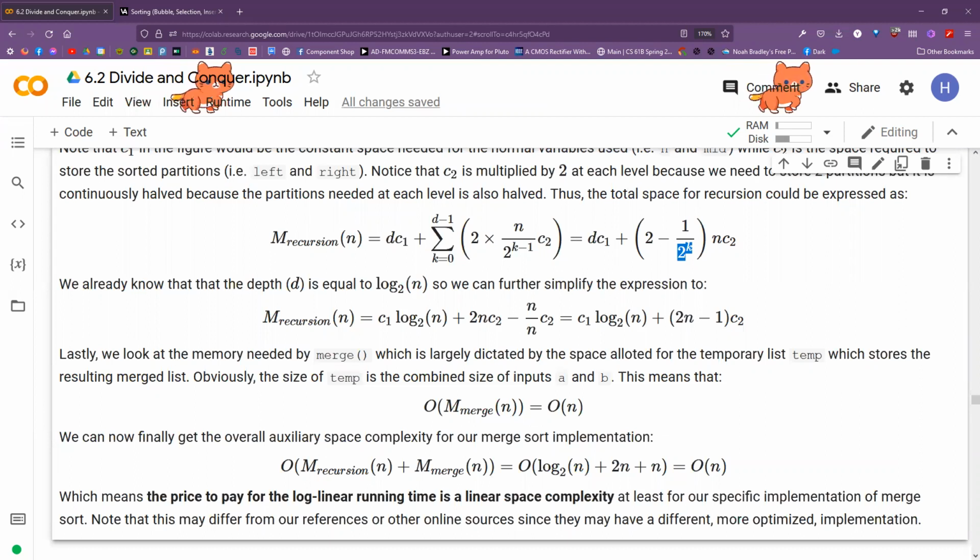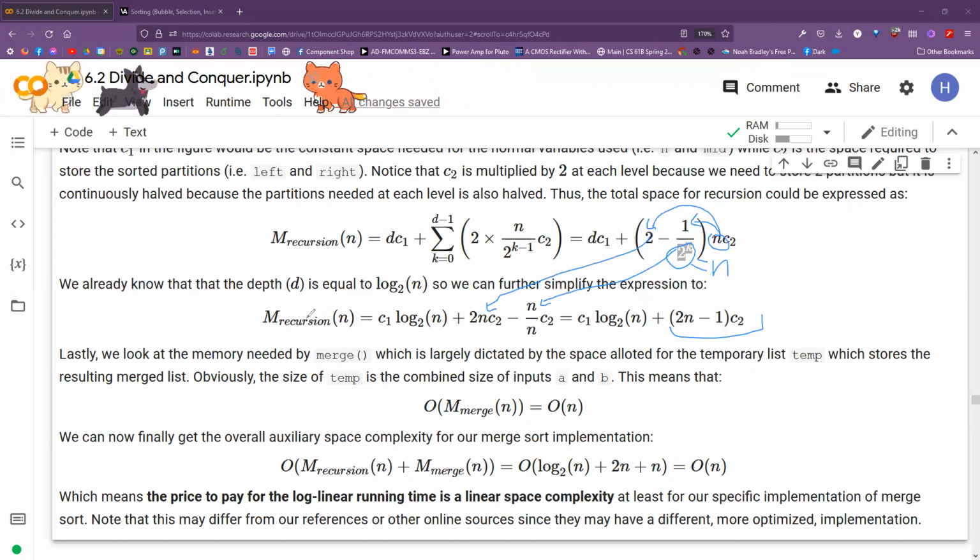So, and so distribute yung n na to sa subtraction. So 2 times n, and then C2 over 2 to the k, and then C2 to the k, recall na equal lang to n. So n over n term siya over here. So we have C1 log n plus 2n minus 1 C2. So yung ating overall space complexity or extra space for recursion is actually log of n.